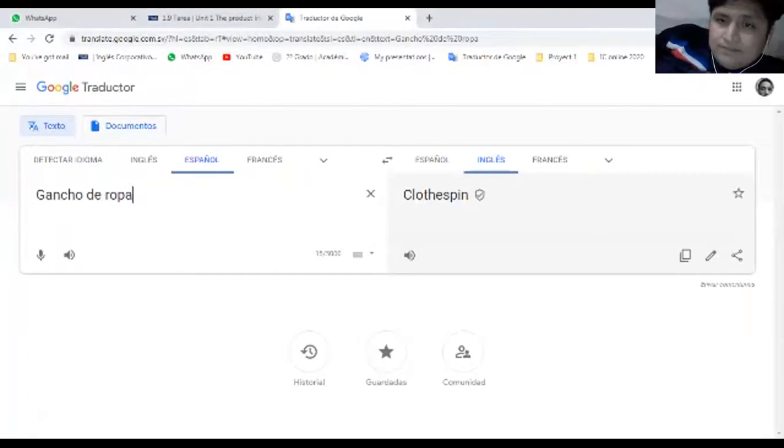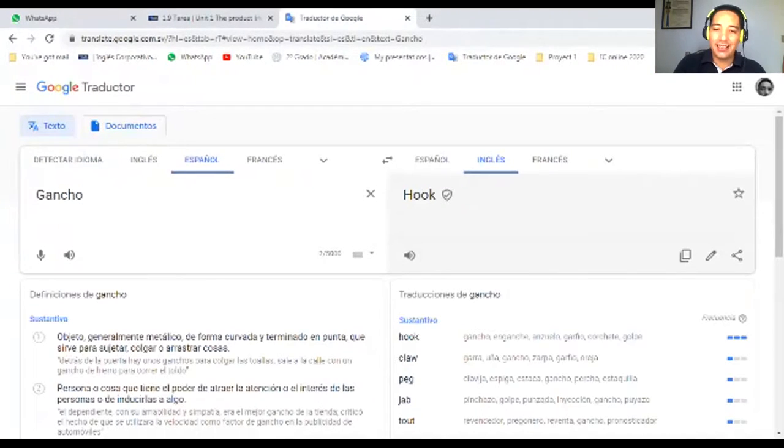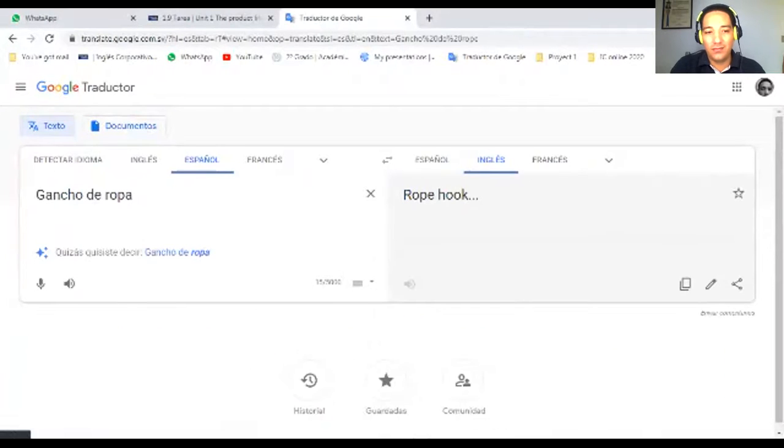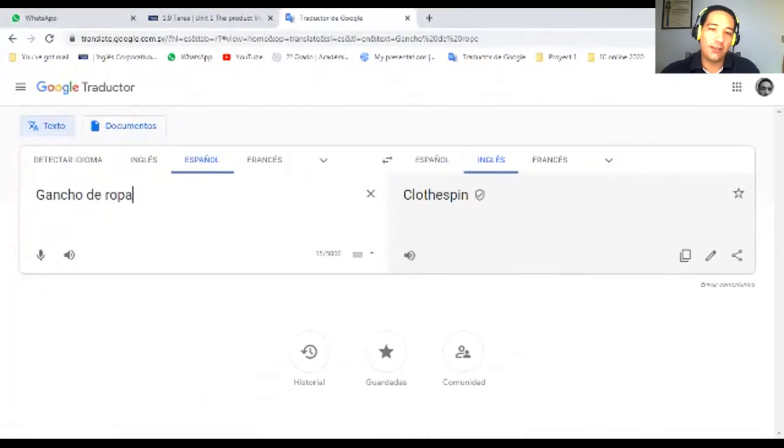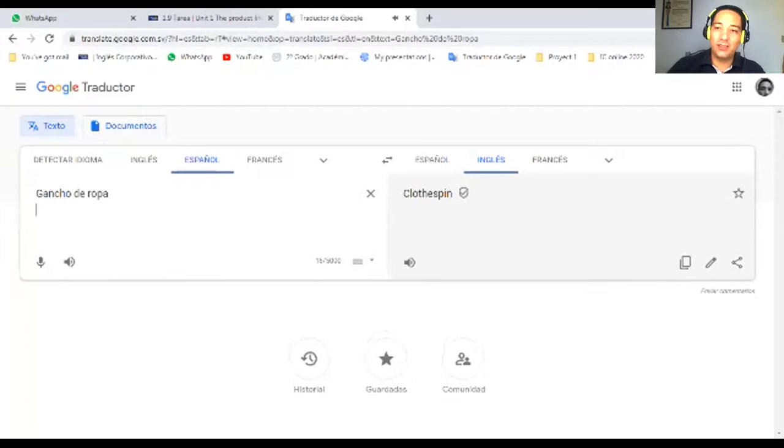Now, be careful with your pronunciation in Spanish. Because if you just say gancho, that's hook, like a Garfield hook. But gancho de ropa has to do with cloth. Clothespin. Clothespin, yes. Okay, what else?